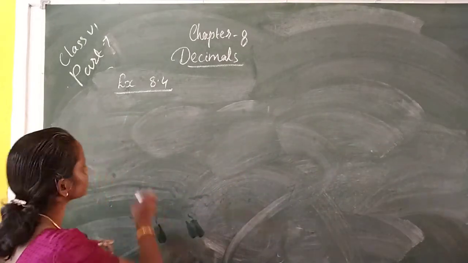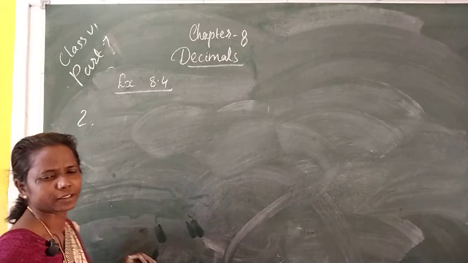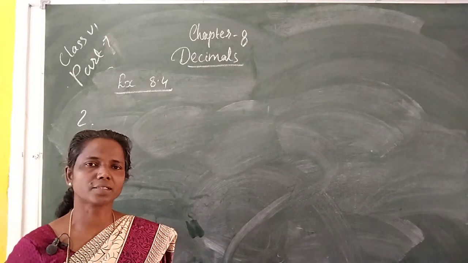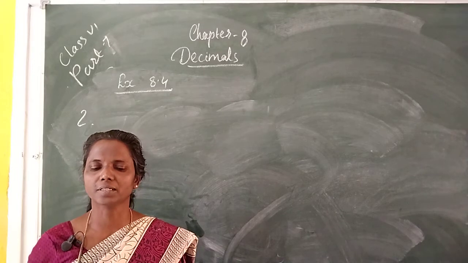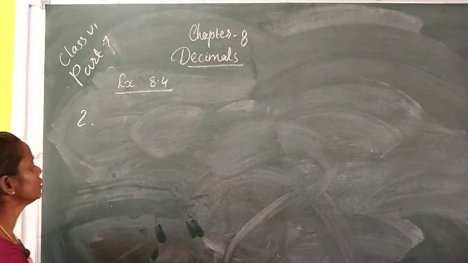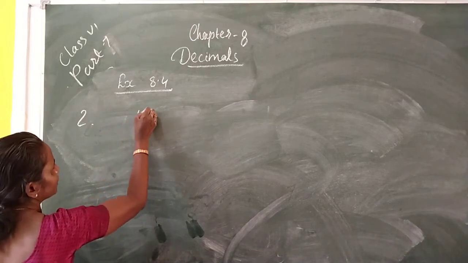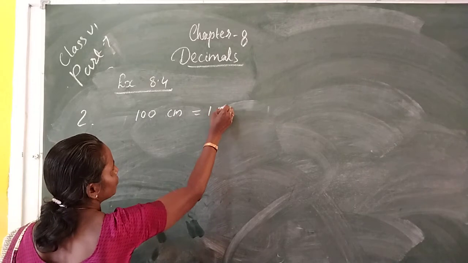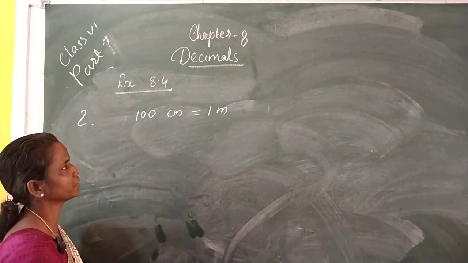The next question, look at question number 2. Express as meter using decimal. Here centimeters are given. This centimeter convert into meter. So we know 100 centimeter is equal to 1 meter.